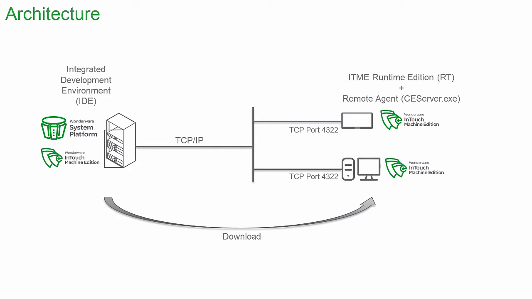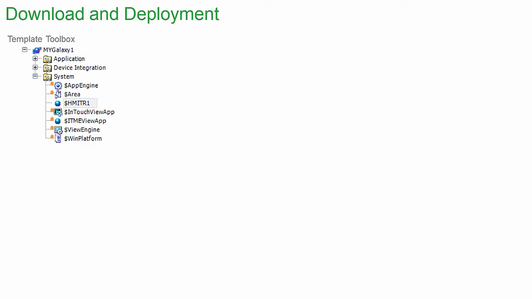And then you have one additional InTouch Machine Edition installation, runtime only, and license runtime only, on the remote HMIs and stations where you actually run the HMI projects. And from Wonderware System Platform, you can connect to those runtime stations that would be running one of the modules from InTouch Machine Edition called Remote Agent, which by default listens to the TCP port 4322. And from Wonderware System Platform, you can download your projects and even troubleshoot the remote applications remotely.